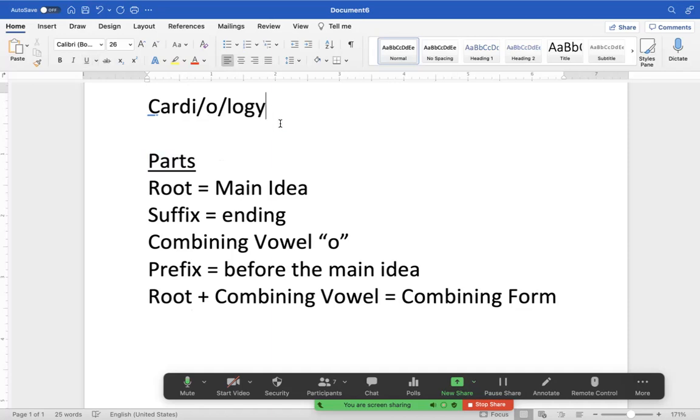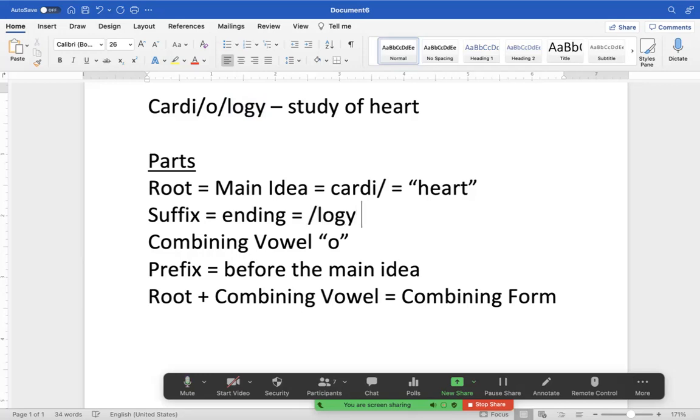The main idea in cardiology, and logi means, cardiology means study or department of heart. So the root, that's the main idea. Cardi is the root. So it'll be written like this: cardi with a slash. And the meaning, of course, heart. The suffix is the thing on the end. So it's the ending. It'll be written like this with a slash, logi. Logi means department of, study of. Combining vowel, of course, is an O. The prefix, there's nothing before it, right? So there's no prefix. And the root plus combining vowel, which is the combining form, is cardi and O.